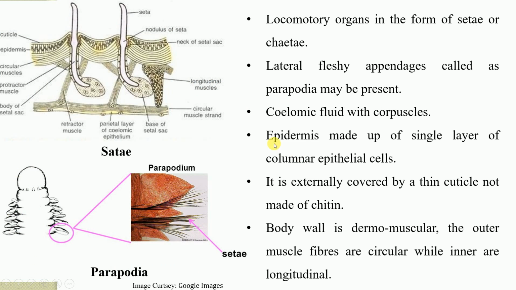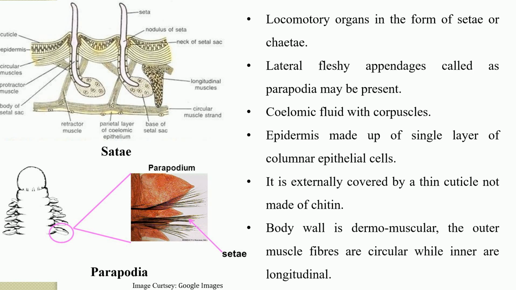Then, as far as locomotory organs are concerned, they are in the form of setae or chaetae. They are provided with different kinds of locomotory organs, and their classification is also based on what kind of locomotory organs are present in the annelidan organism. But chiefly the setae, which are a very characteristic structure, roughly S-shaped, you will find in many organisms belonging to Oligochaeta, particularly among the annelids.